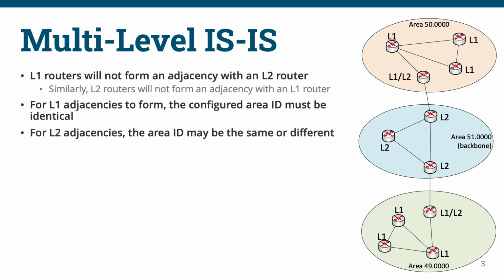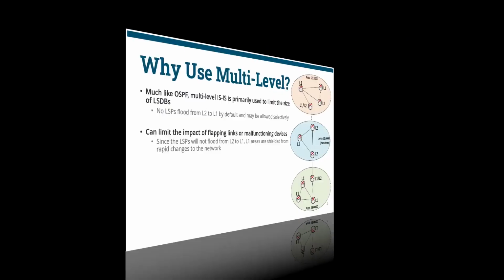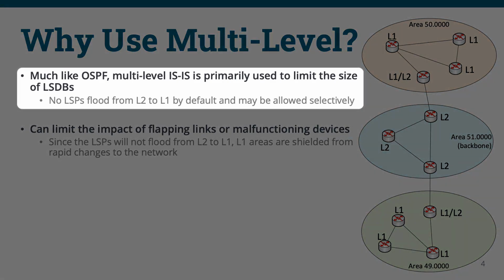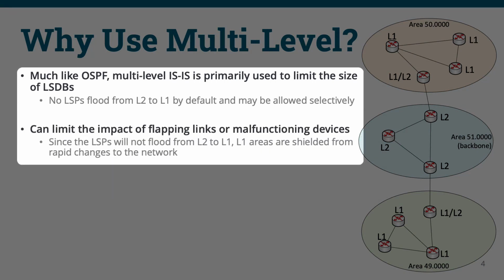Because there's no particular backbone area requirement, though, one could even potentially have an ISIS domain with multiple backbone areas present, with Level 2 only routers. As we mentioned before, the technical reasoning to use multi-area ISIS is to limit the size of the LSDB. Additionally, multiple areas could limit the impact of flapping links or misbehaving devices, since the LSDB updates will not necessarily be flooded to all devices.